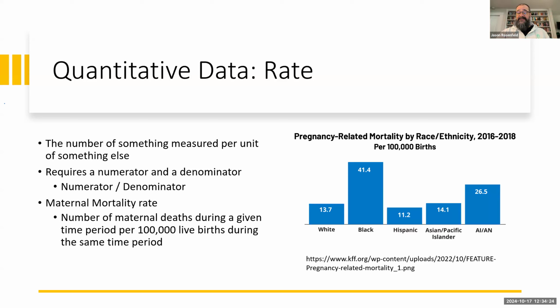So rates are oftentimes most likely visualized using a bar graph like we see on the right. So here we've got pregnancy-related mortality by race or ethnicity, 2016 to 2018, per 100,000 live births, okay? So again, you've got white, Black, Hispanic, Asian Pacific Islander, Asian, and this is Alaskan Native, the kind of native indigenous populations here. So any observations about the bar graph that anyone would like to make?